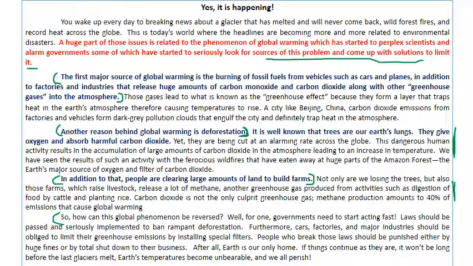And then I leave the reader with a final thought here and a call for action. After all, Earth is our only home. If things continue as they are, it won't be long before the last glaciers melt. Of course, a glacier, for those of you who don't know, is a mountain of ice, those found in the Arctic and in the North and South Poles. Earth's temperatures become unbearable and we will perish. Okay, leave on that powerful note.